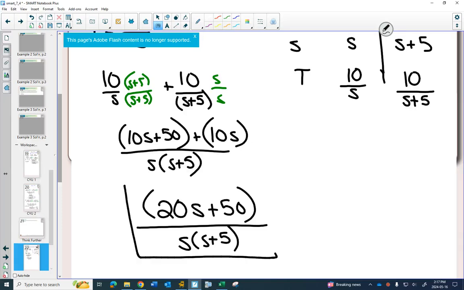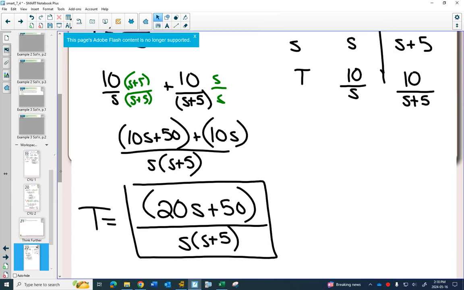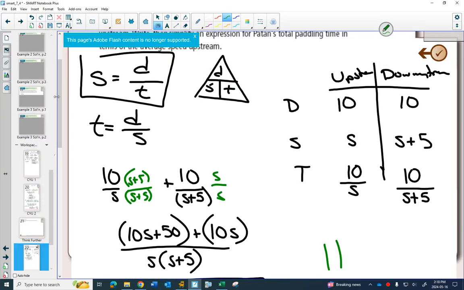And so this is our simplified expression for the total time in terms of the average speed. And we're going to need to do lots of this once we get to the word problems in 7.6. So just practicing, again, I find this chart really, really helpful for organizing your data and for making your data all in terms of one variable. I just use the average speed upstream as s and could solve everything else.